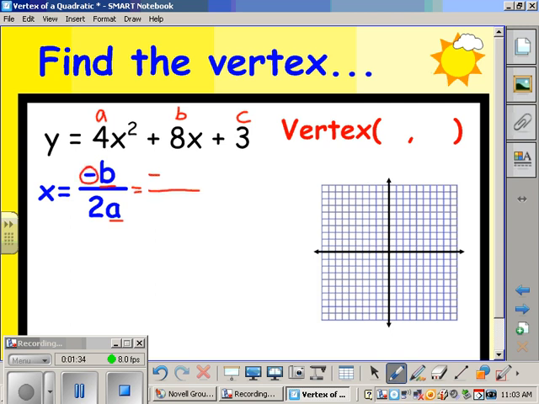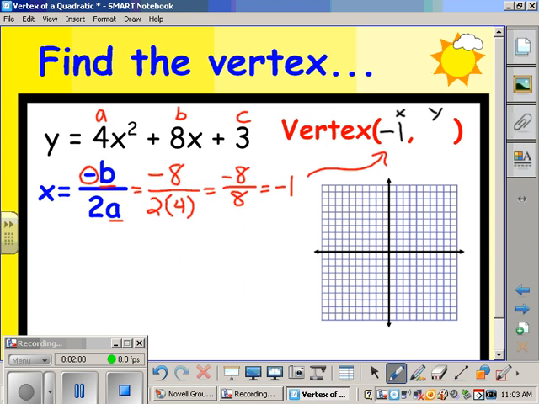So you're going to bring the negative over. The formula is x equals negative b over 2a for the x value. So bring the negative over and replace the b with 8. In the denominator, replace the a with 4. So you'll end up with negative 8 over 8, which simplifies to negative 1. And this is the x value of the vertex.